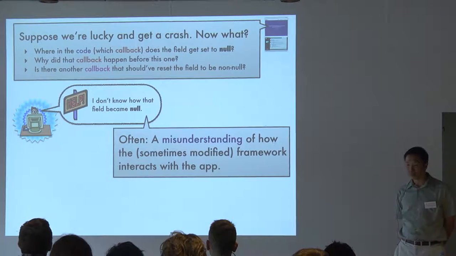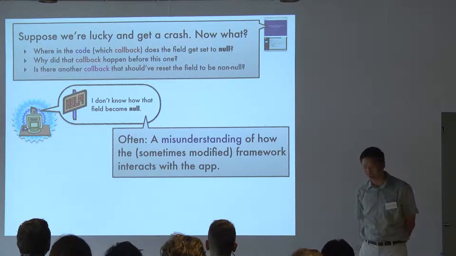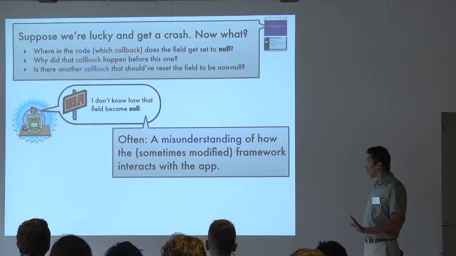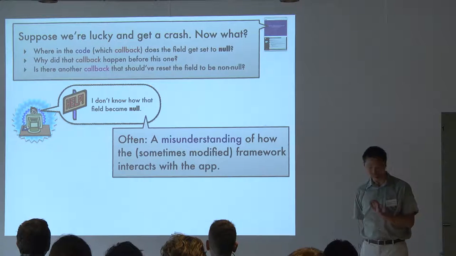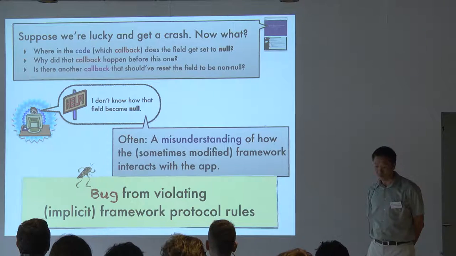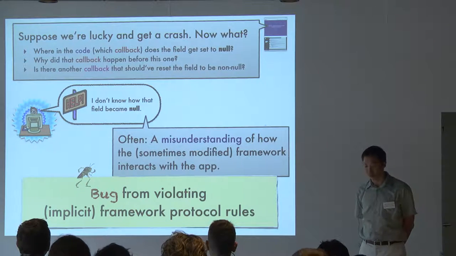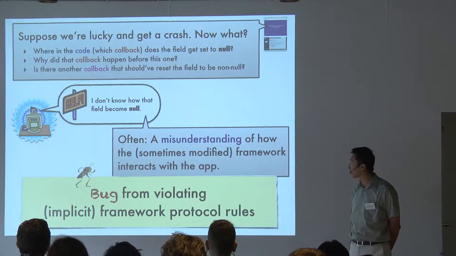Often it's actually a misunderstanding of how the framework interacts with your app. So it's not entirely your fault as an app developer, even though it's traced back to the app. Sometimes it's not even your fault. Maybe you perfectly understand how it works on Samsung phones, but not on LG phones, because the framework is slightly different. So the bug is from violating some implicit framework rules that you should know about as an app developer that are not necessarily codified.